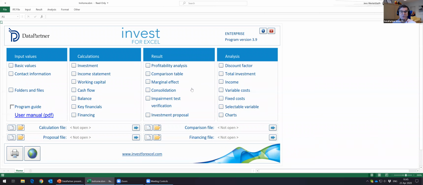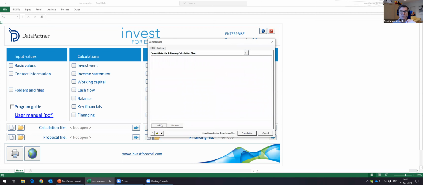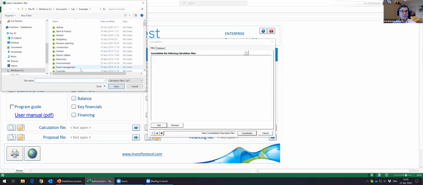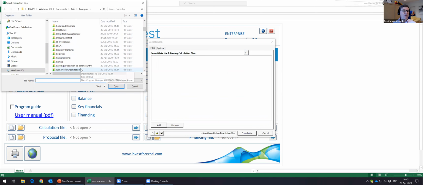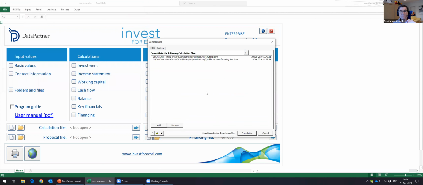Then we have a function called consolidation, which means adding together. So you can add different calculations, just choose them from the calculations you have saved, and they come to the list, and then you press consolidate and it creates a new calculation file with those two projects added together.